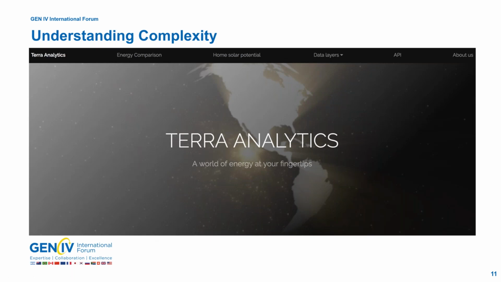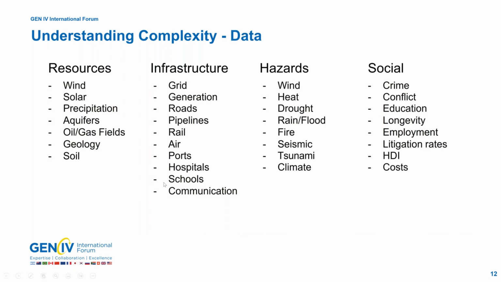So what sits behind the Terra Analytics platform is a very large data set. And it encompasses 4 general categories: resources, infrastructure, hazards, and then social data. Under resources, there are things like wind and solar resources at a particular location, precipitation levels, location of aquifers, oil and gas fields, local geology, soil types, and these data are all global. At some level, we have these for everywhere. Global infrastructure: location of grids, generation facilities, roads, pipelines, rail systems, airports, seaports, hospitals, schools, and telecommunication systems.